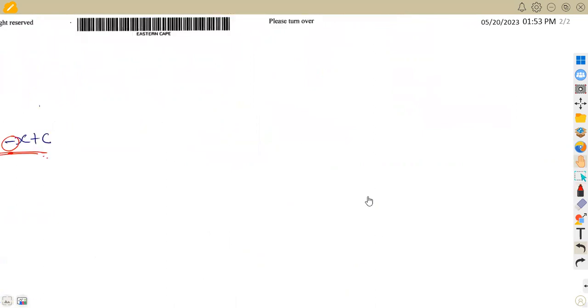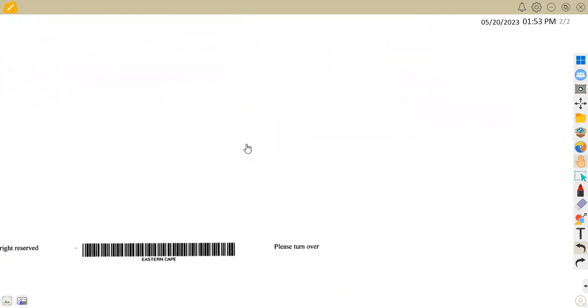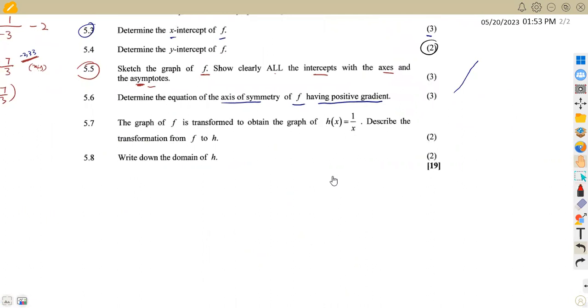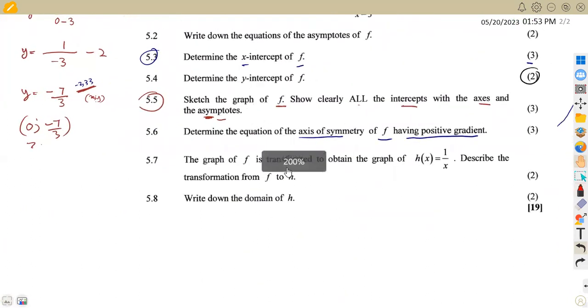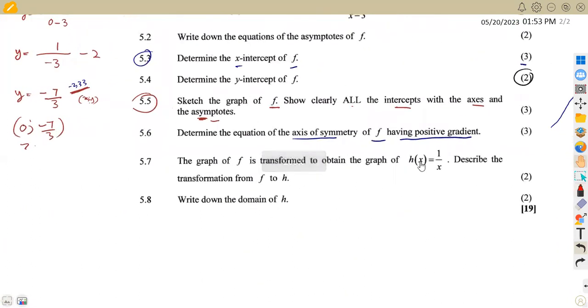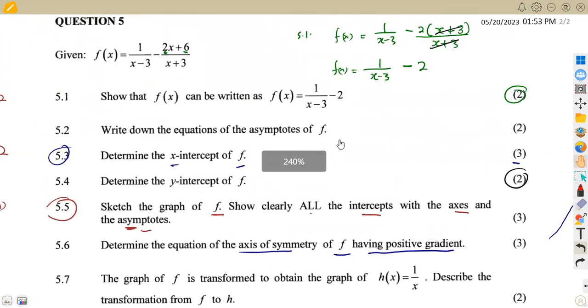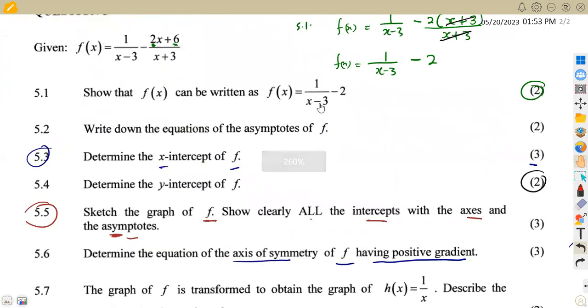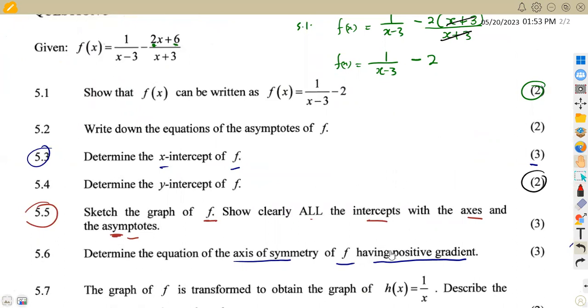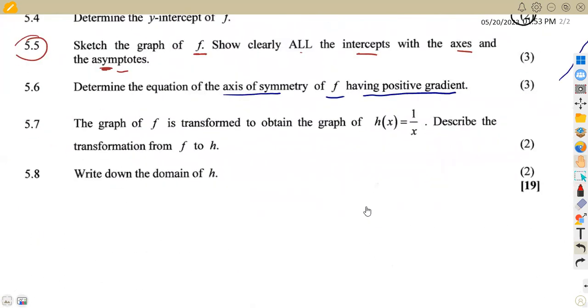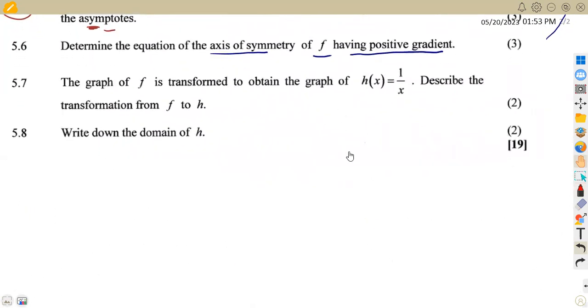We move on to question 5.7, which is another part of the question. The graph of f is transformed to obtain the graph of h(x), which is 1 over x. Describe the transformation of f to h. What you simply need here is, remember our f(x), this is our f(x), 1 over x minus 3 minus 2. You simply have to ask yourself, what happened from that f(x) to obtain this h?